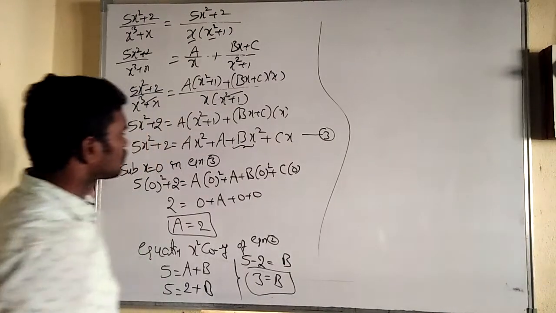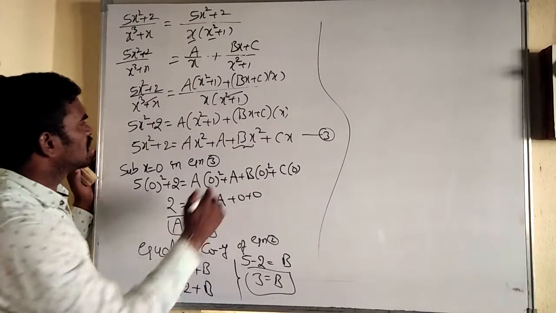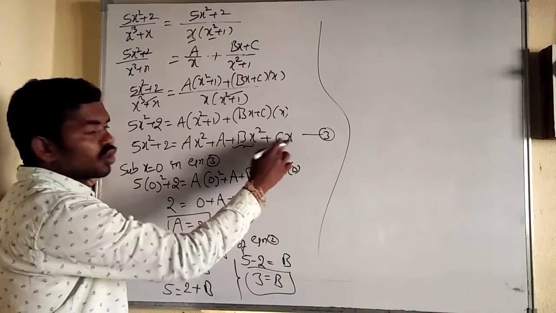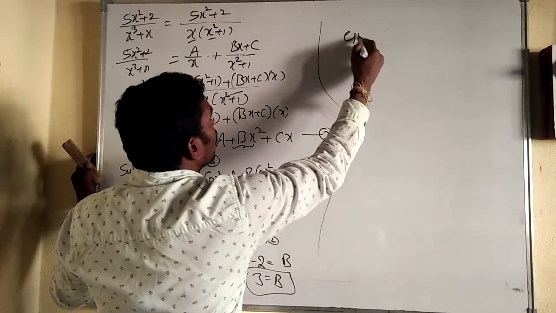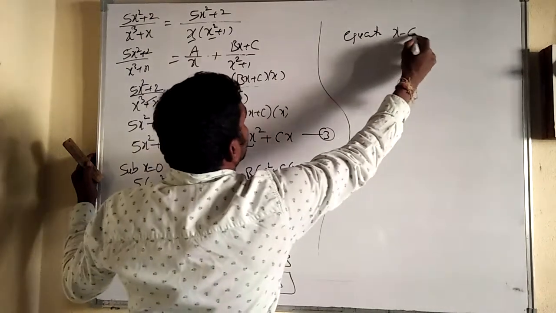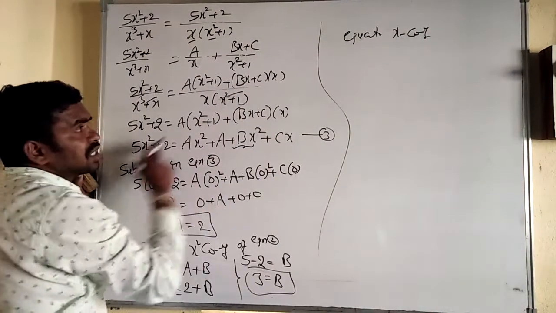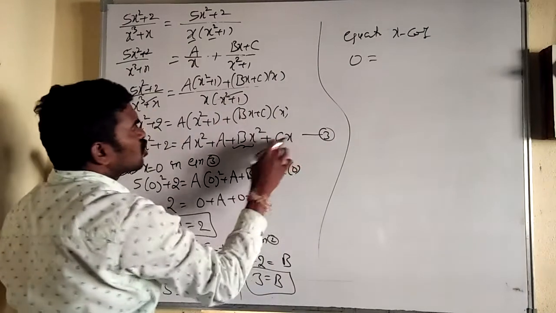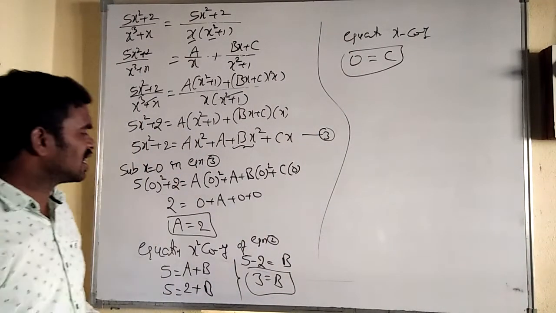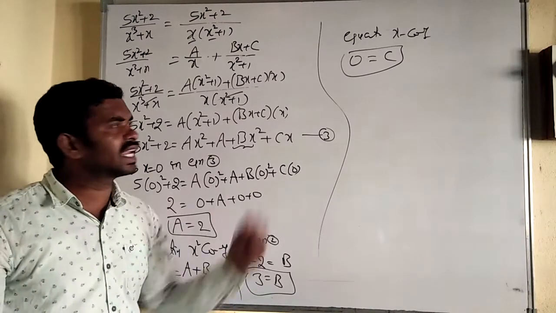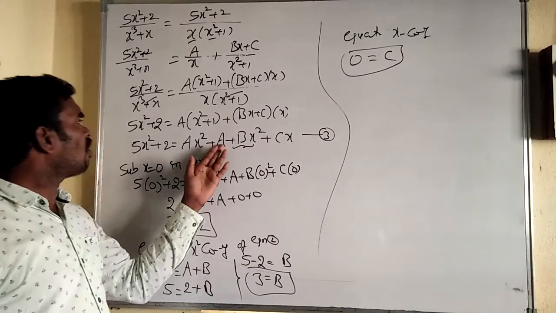Next, the c value is required. What is c? Here c is the x coefficient. Here the x coefficient is nothing, so no problem, equating x coefficients: here the x coefficient is 0, and here the x coefficient is c. So the c value will be 0. Very simple, this process: equating x square coefficients, equating x coefficients, equating constants.